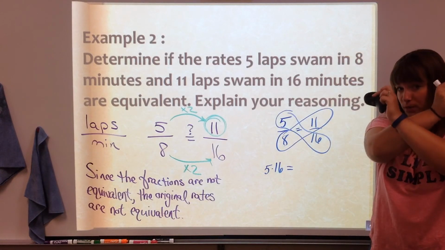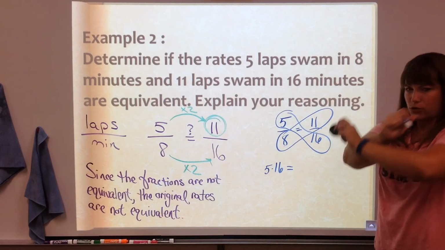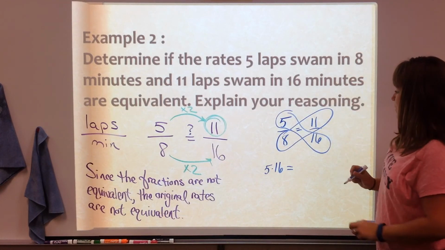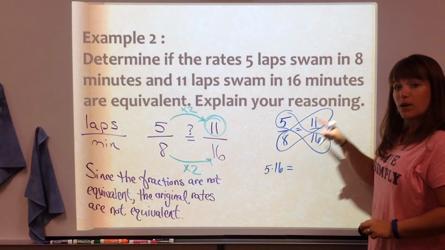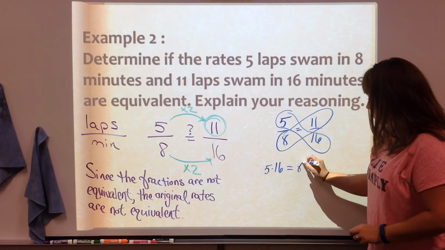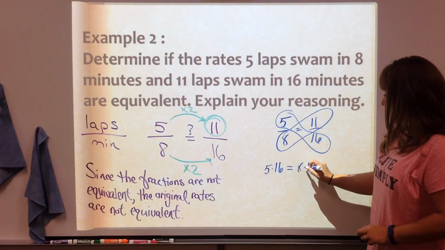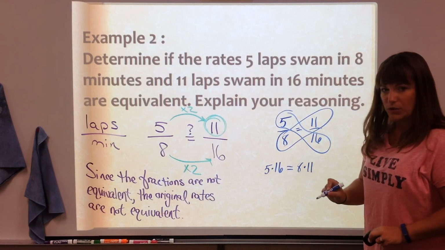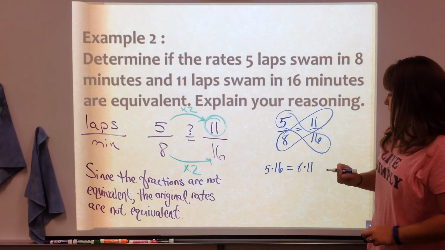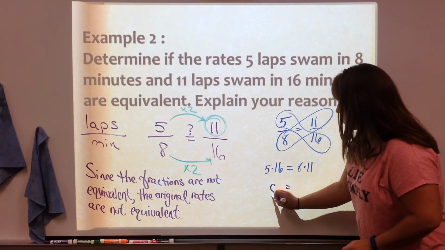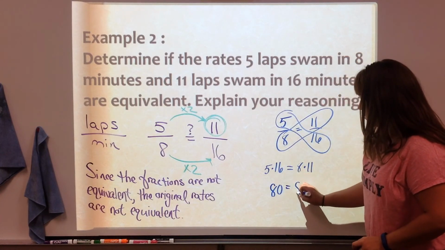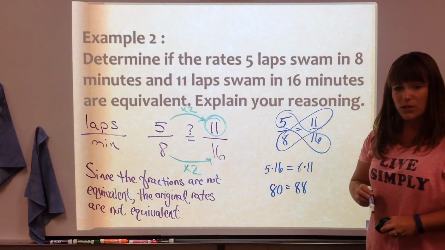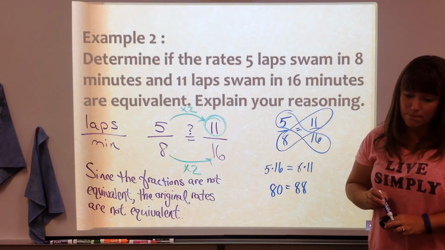And notice it forms that X. So do that, okay, when you're doing cross products. So now on the other side, I want to multiply 8 and 11. Now, just so you know, that dot that I'm doing, that also means multiply, okay? So 5 times 16, that is 80. And now we have 88 on the other side. They are not the same.